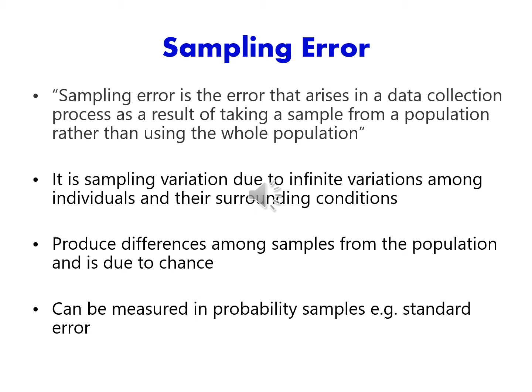And sampling variation due to infinite variations affects the findings, and the results might be different from the actual reality. If it produces different results among different samples from the same population, it may be only due to chance or error, and it can be measured in probability samples, like the standard error, but is not measurable in non-probability samples.